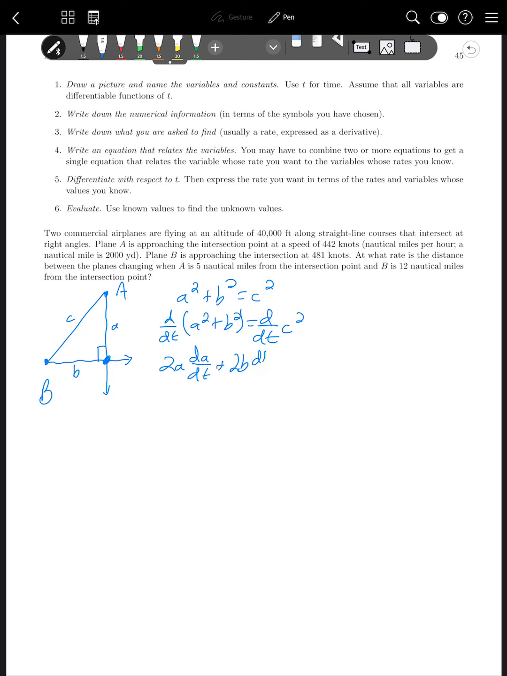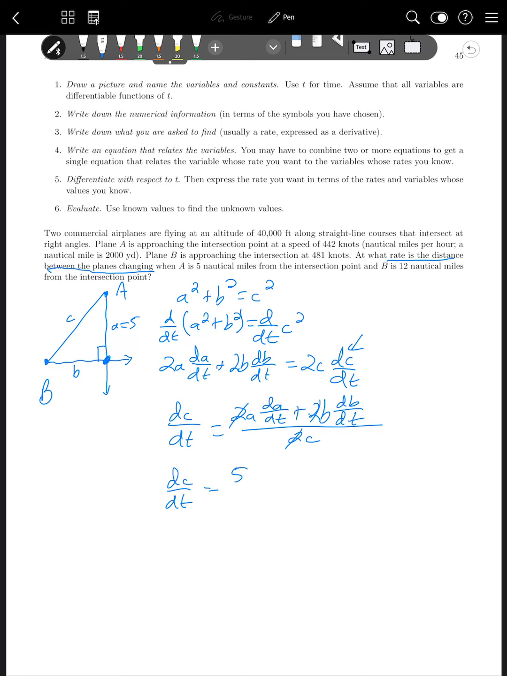We know the rate at which we're approaching this point. So we know the rate that A is changing: it's going down at 442 knots. So that'd be times negative 442. We know that plane B is 12 nautical miles from the intersection. So that's 12. And we know that it's traveling at 480. So that's making the distance B shrink at the rate of 481 knots.